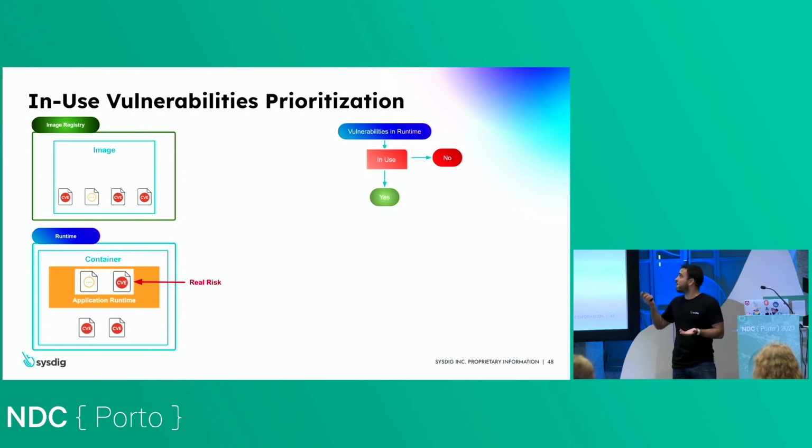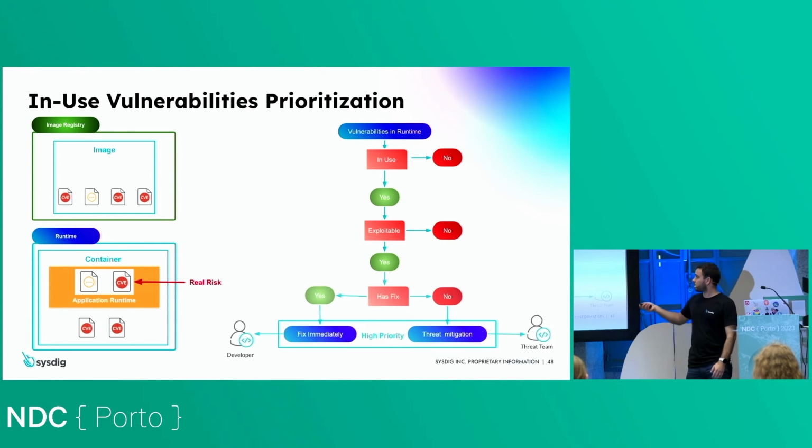You're going to ask yourself, do I have vulnerabilities in runtime? Are they in use? No, not a priority. Yes? Are they exploitable? No, not a priority. Yes? Do they have a fix? Yes. Then I send it to be fixed immediately, to developers or ops, depending on where it is in the chain. It doesn't have a fix? What can we do from the security side? What is the threat mitigation strategy that we are going to use here?